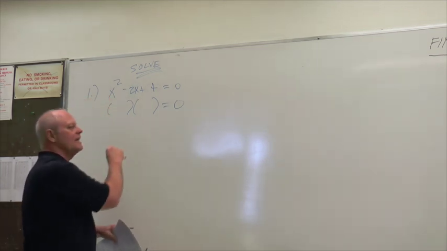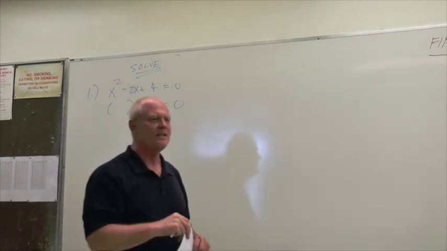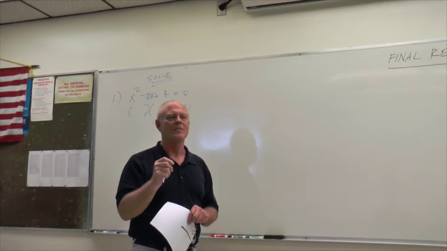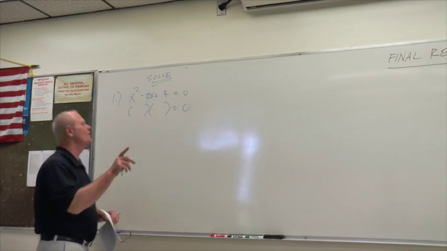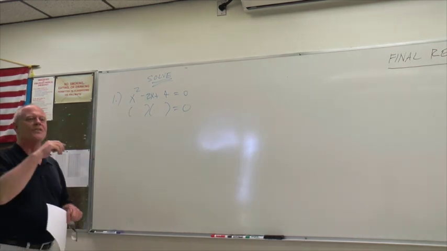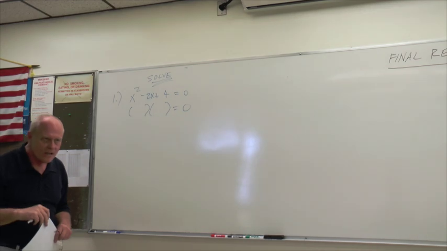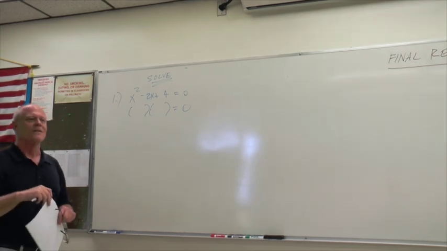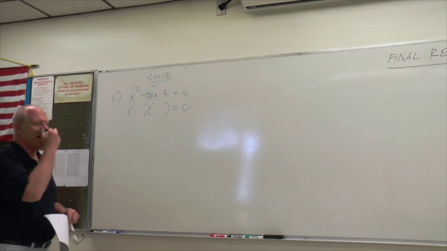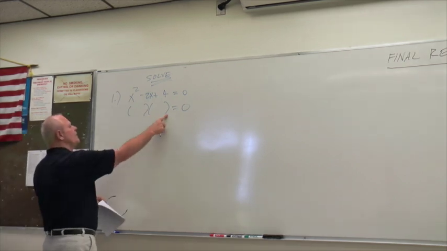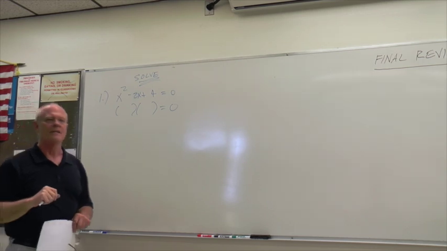You can use trial and error. You can use the AC method. You can use everybody's favorite, completing the square. That's a joke, by the way. And you can also use the quadratic formula. They all do the same thing, right? Now, the first thing you want to do is keep it simple. See if you can factor that.